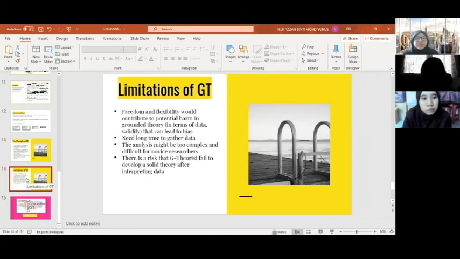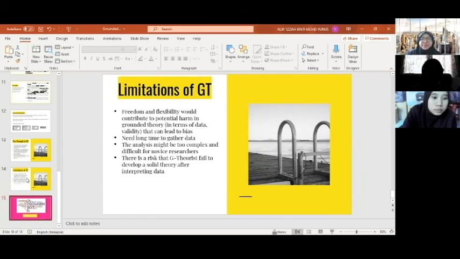The last one is that there is a risk that grounded theory fails to develop a solid theory after interpreting data, because sometimes the data that we collect are not enough or not suitable for our studies. So that's all from our group for grounded theory. Thank you.